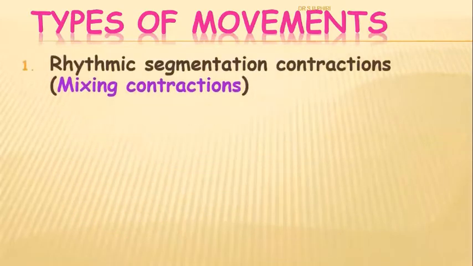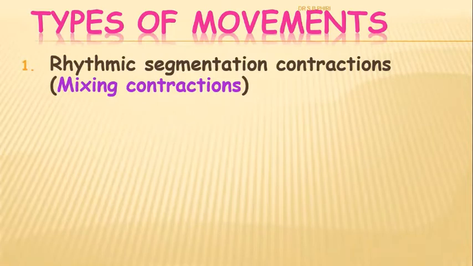So, types of movements. What are the major types of movements that you can appreciate in the small intestines? There are rhythmic segmentation contractions, which are also referred to as segmental contractions or mixing contractions. You have certain segments of the small intestines that are contracting and other segments that are relaxing. Then at the next point, you find that the others are contracting and the others are relaxing.